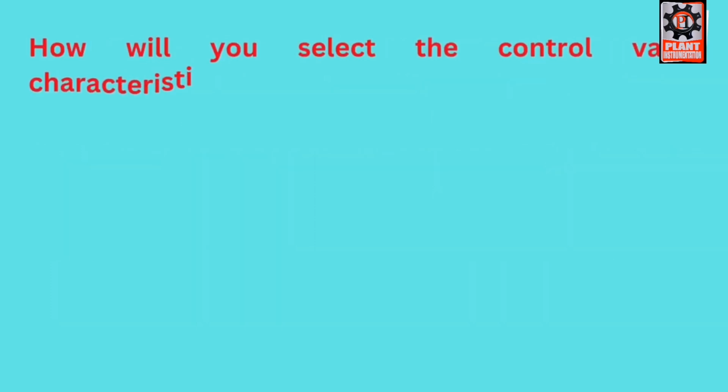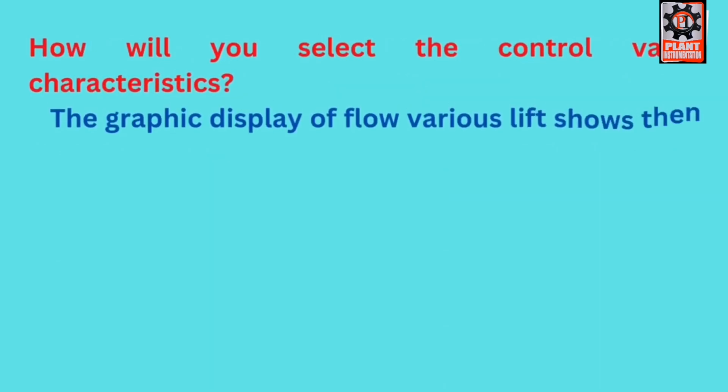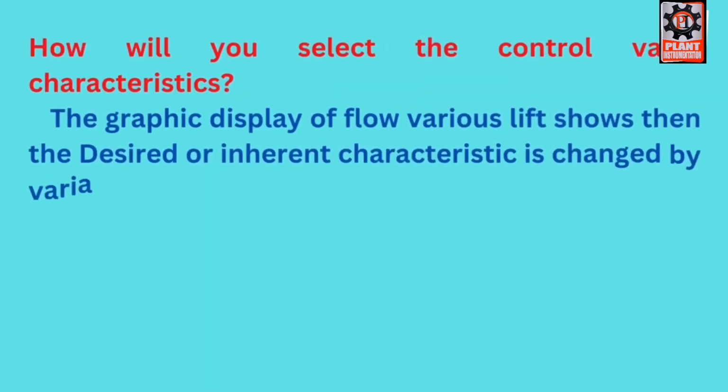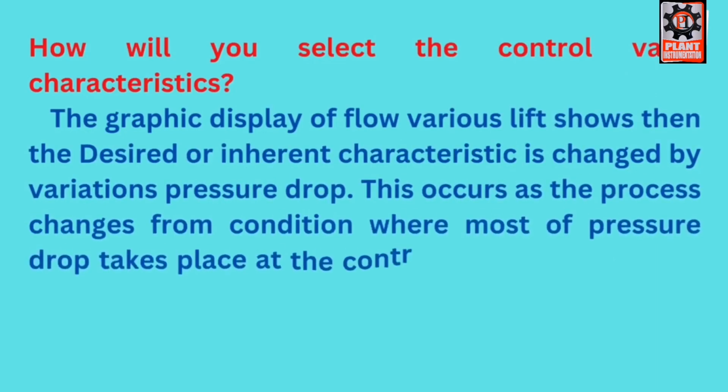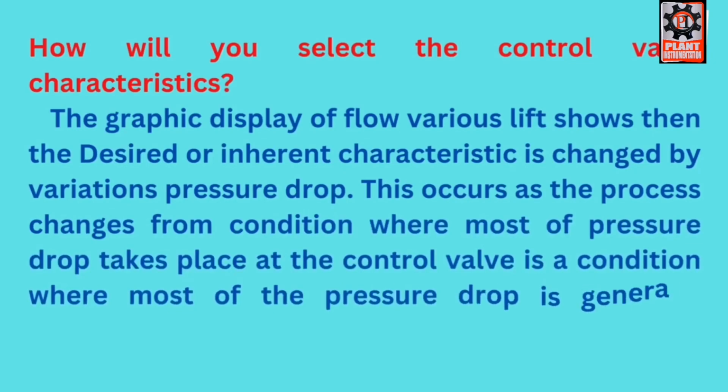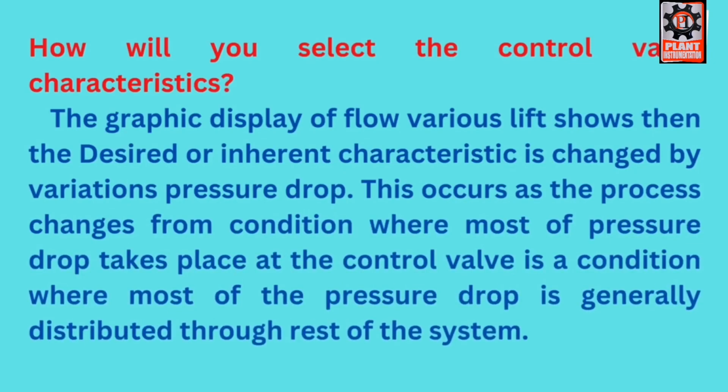How will you select the control valve characteristics? The graphic display of flow versus lift shows that the desired or inherent characteristic is changed by variations in pressure drop. This occurs as the process changes from a condition where most of the pressure drop takes place at the control valve to a condition where most of the pressure drop is generally distributed through the rest of the system.